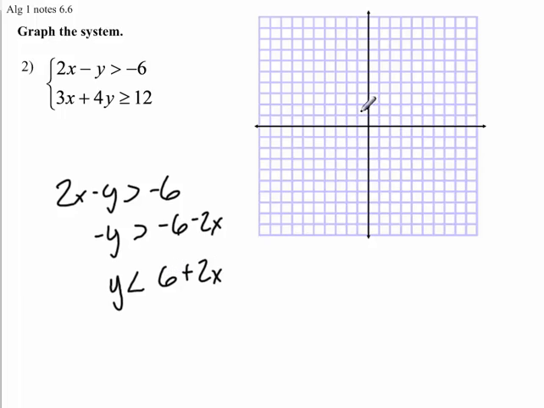Alright, so my y-intercept is 6. 1, 2, 3, 4, 5, 6. It's right up here. My slope is 2, up 2 over 1, up 2 over 1. Whoops, what am I doing? I'm going backwards. I apologize. Let me correct that. It's up 2 forward 1, because it is a positive 2. Up 2 forward 1.